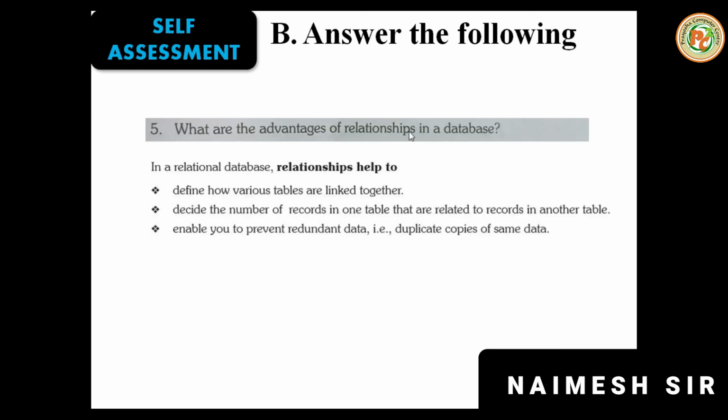What are the advantages of relationship in a database? So in a relationship, first we can define how various tables are linked together. Then we can decide the number of records in one table that are related to other records in the other table. Enables you to prevent redundant data, that means we can minimize the duplicate copies of the same data.